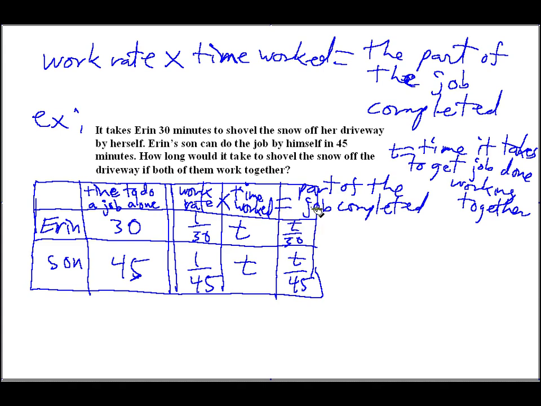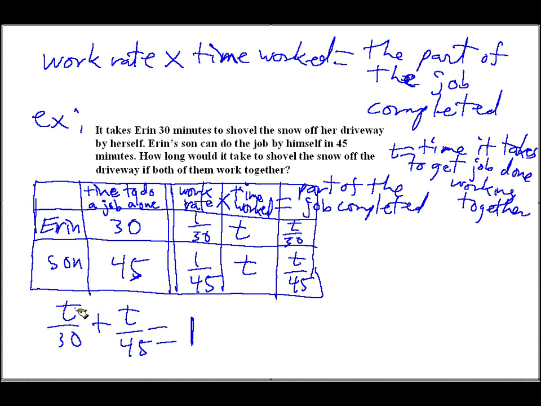Notice, there's only one job to do, right? So together, they finish 100% of the job. In other words, Erin might do 60% of the work, her son does 40% of the work. So 60%, 40%, 100%, the job gets done. Can we see that? So the part that Erin completes, T over 30, plus the part that her son completes, T over 45, will be equal to the entire job, 100% of the job. So that means one job.